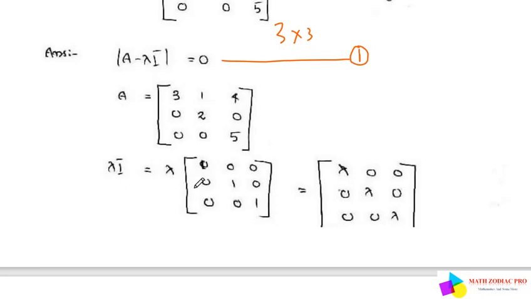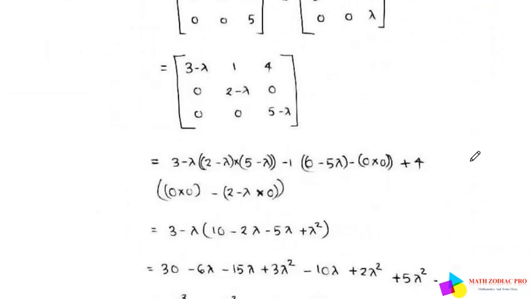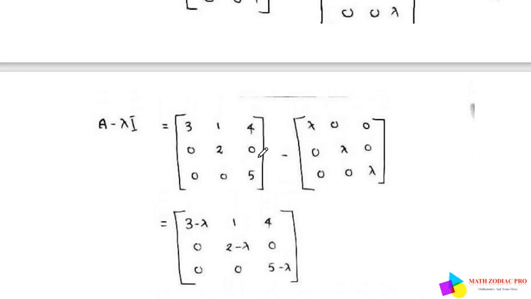So I3 means 1 0 0, 0 1 0, 0 0 1, so the diagonals are 1. Okay, so we get lambda 0 0, 0 lambda 0, 0 0 lambda, so lambda into I. This is equation number 2, right? Next we have to find A minus lambda I.